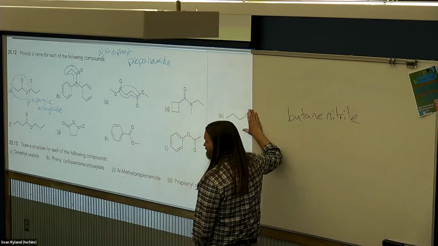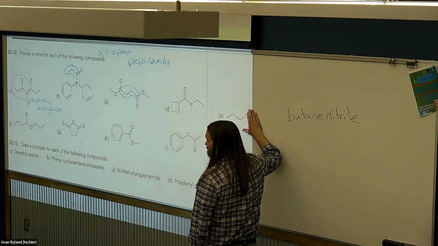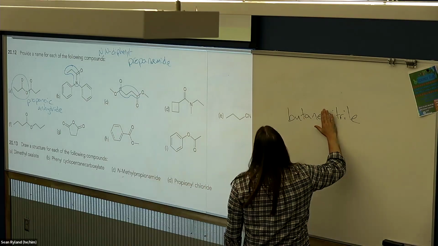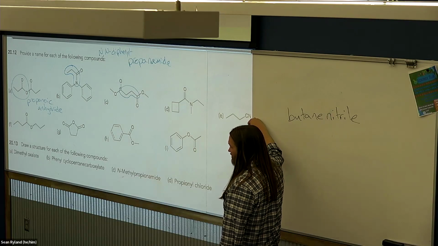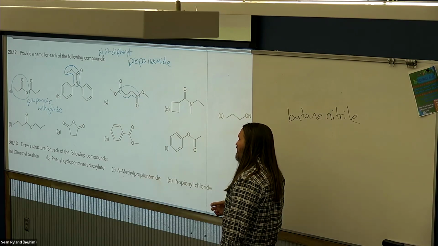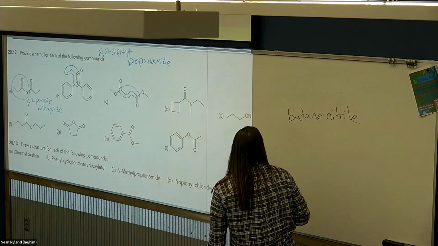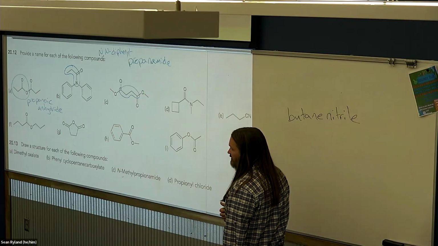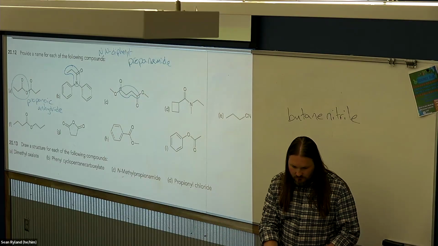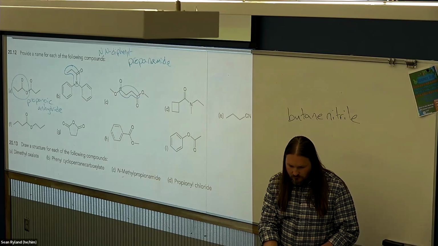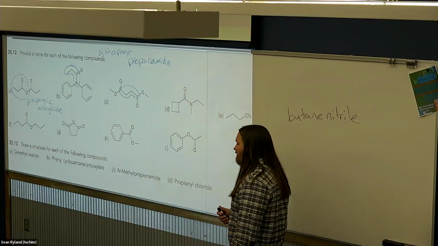If it didn't have the N, it would just be butane. So this one's not technically an acid derivative, even though it's the same oxidation. This is the weird one out of the weird ones. We're saying nitrile because it's got a nitrogen triple bonded to a carbon. That's what that means.